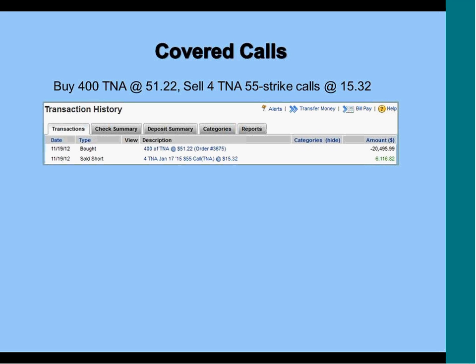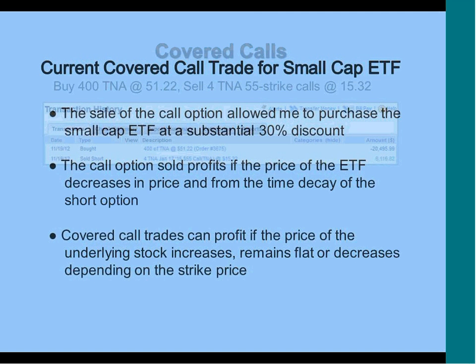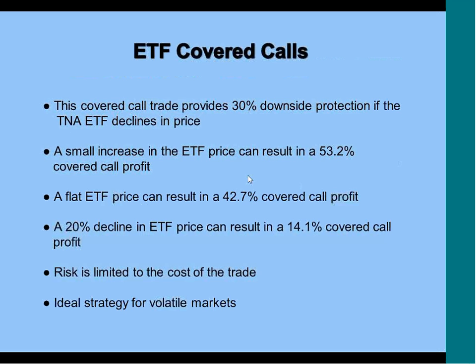So let's take a look at the details on this particular trade. I got a 30% downside protection once I initiated this covered call trade, and a small increase in the price of the ETF at option expiration can result in a 53% return on the covered call. If the ETF is flat at option expiration, I'd have a 42% return, and if the ETF declines 20%, I would still get a 14% profit with this covered call trade.